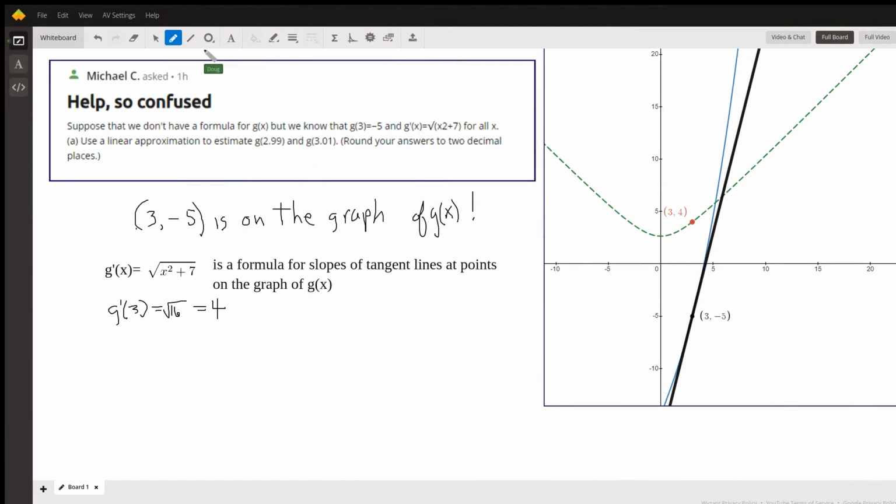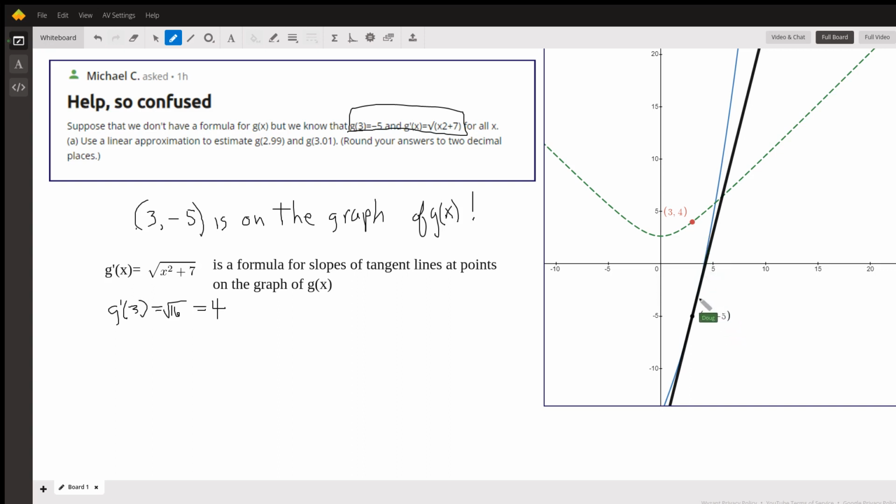Okay, you're asked to evaluate G of 2.99 and G of 3.01, just given this bit of information right here. And here's a graph of what's happening. This blue graph is actually the graph of G of x. Don't worry about how I got that, that's another topic. But this black line is the tangent line at (3, -5).